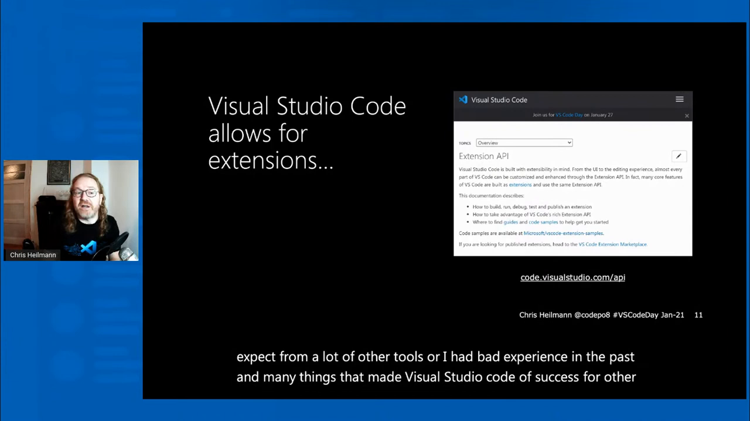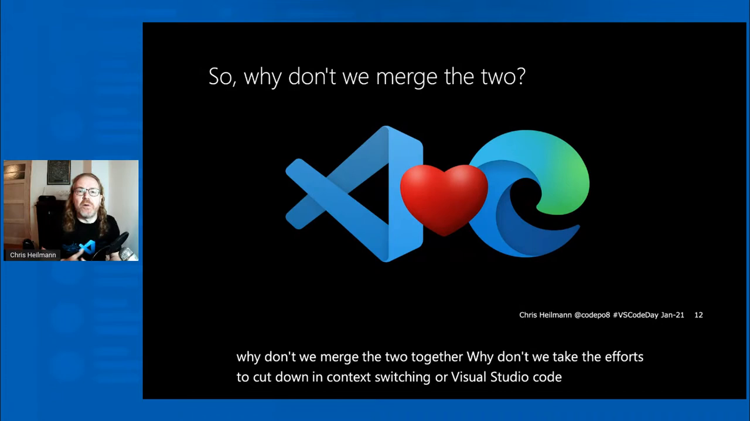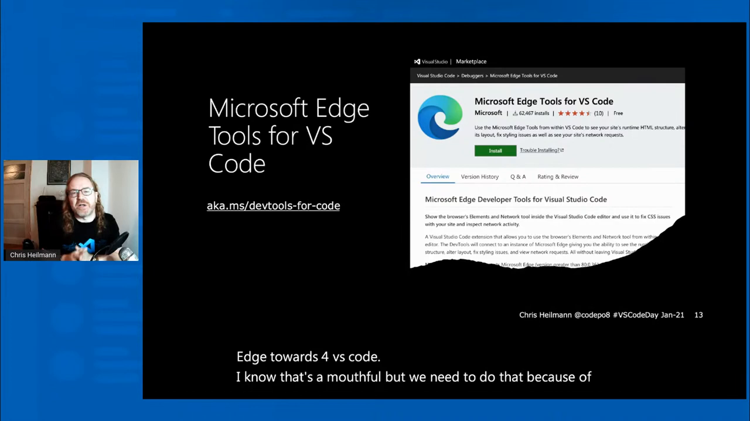So we thought, why don't we merge the two together? Why don't we take the efforts to cut down on context switching of Visual Studio Code and Edge and see what we can do together? And that's exactly what we did. We created an extension called Microsoft Edge Tools for VS Code. I know that's a mouthful, but we need to do that because of licensing reasons and all kinds of stuff, much like when Eric talked earlier about Monaco and that we had to put the quotes around it.